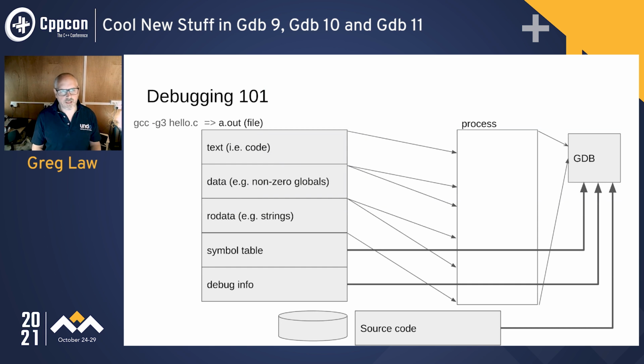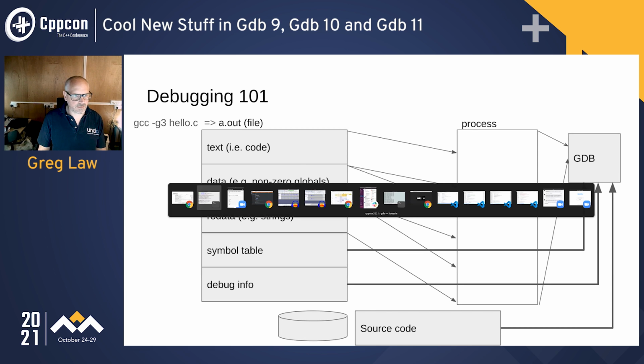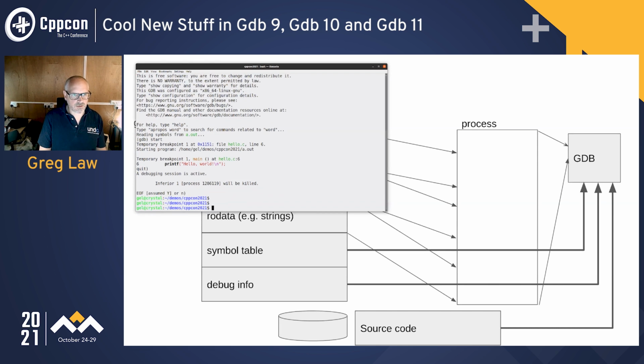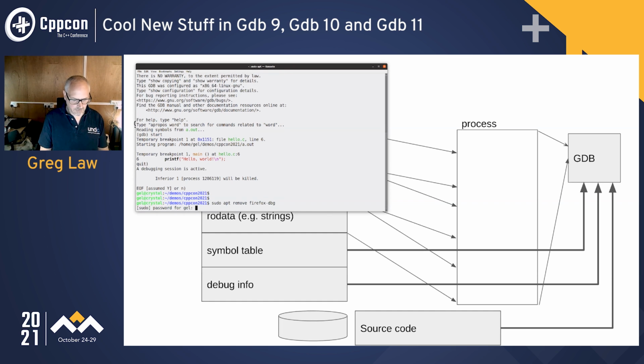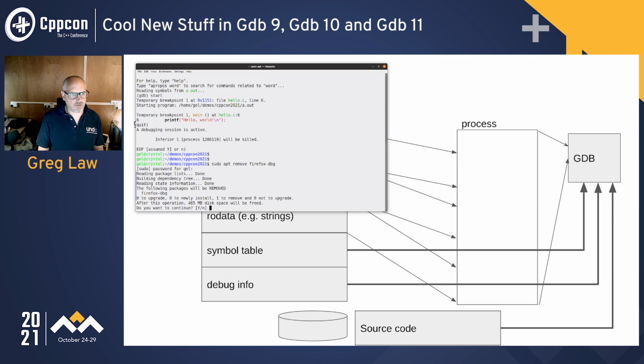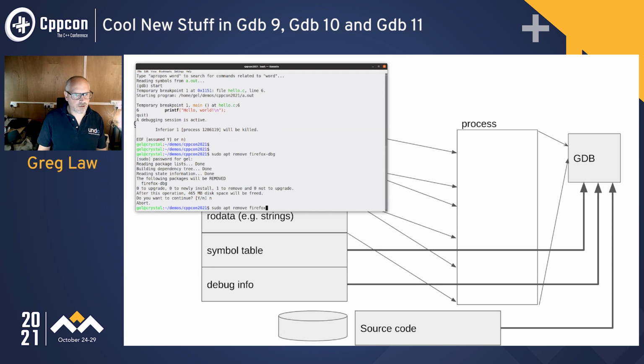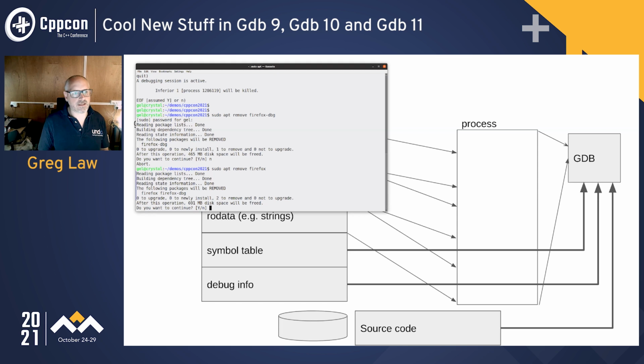Why might I not want the debug info? Well, there's a couple of reasons. One, it can be kind of large. So for a demo I'll show later in the talk, I have installed on my system the Firefox debug info. There's probably a better way to do this, but I'm no apt expert. But if I remove the Firefox debug info, it's going to tell me that 465 megabytes will be freed up. If I say let's remove Firefox, it is going to remove Firefox and the Firefox debug info, and the whole thing together is less than 700 megabytes. So actually, the Firefox debug info is bigger than Firefox, right?